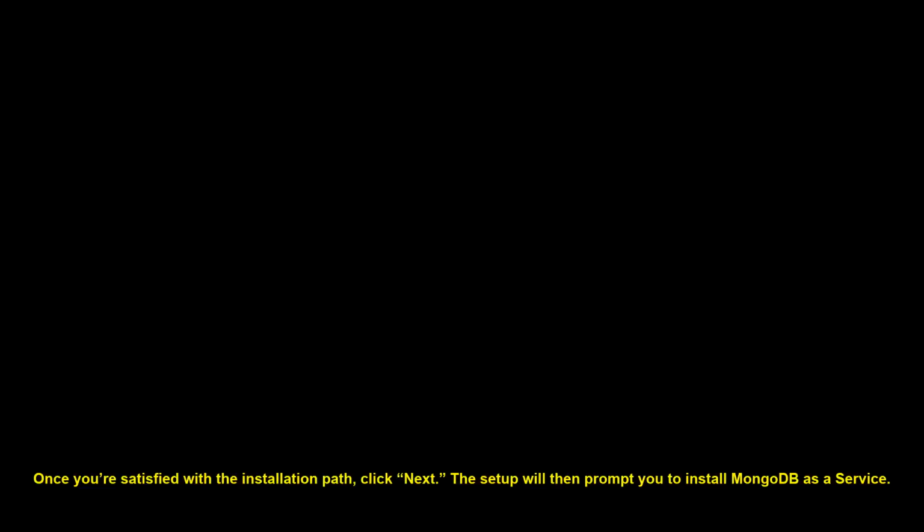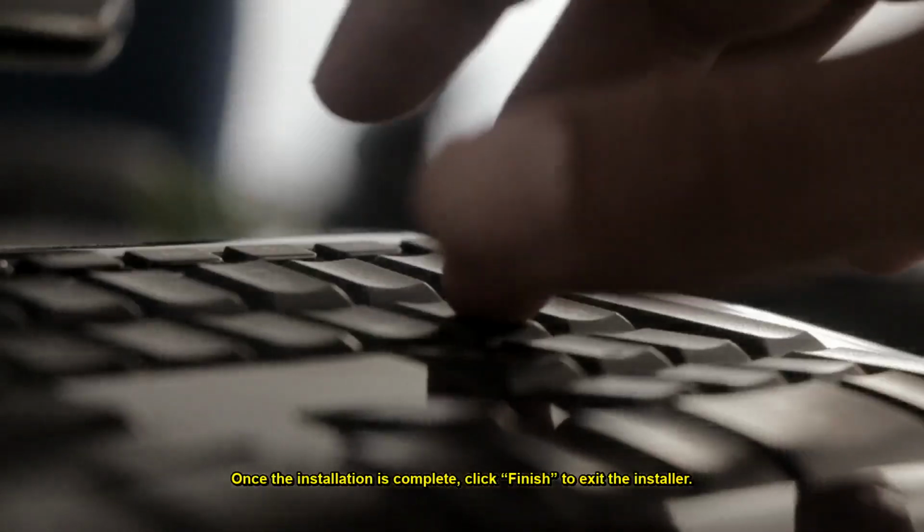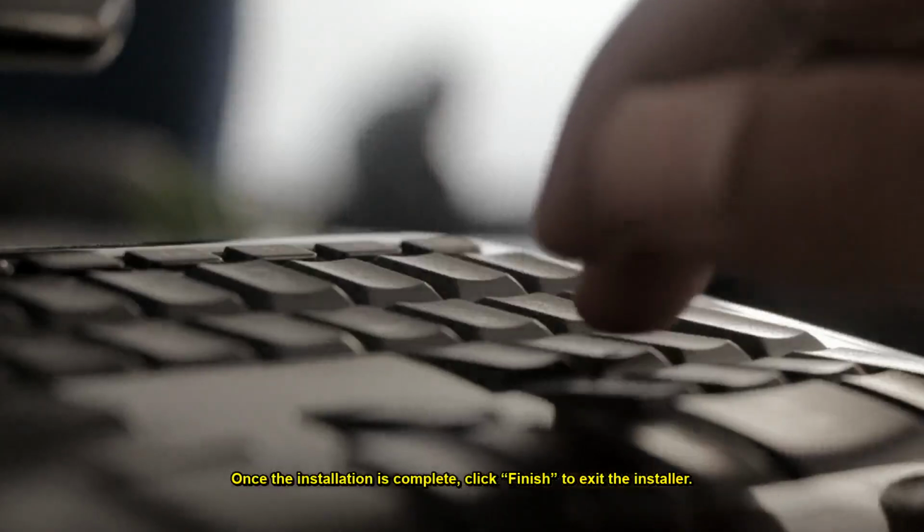The setup will then prompt you to install MongoDB as a service. You can choose to run it as a network service or local system account. Select the option that best suits your needs and click Next. In the next window, you'll need to configure the MongoDB server. Choose the default settings and click Next to continue. The installer will now prepare to install MongoDB. This might take a few moments. Once the installation is complete, click Finish to exit the installer.